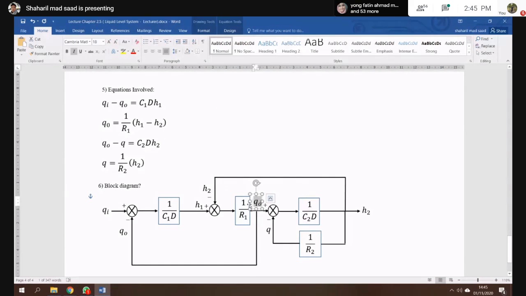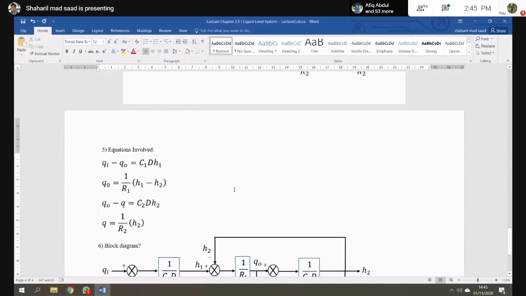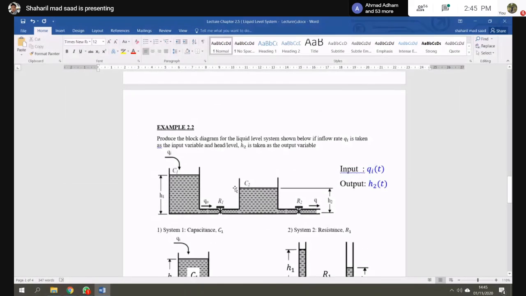Then Q naught minus Q. You can solve equation number 3, Q naught minus Q, then multiply by 1 over C2 D, and you can get H2. Done. And then you can solve for Q with 1 over R2. For H2, you can take from this point. For Q naught, you also can take this point. Okay, complete solution for the liquid level system.